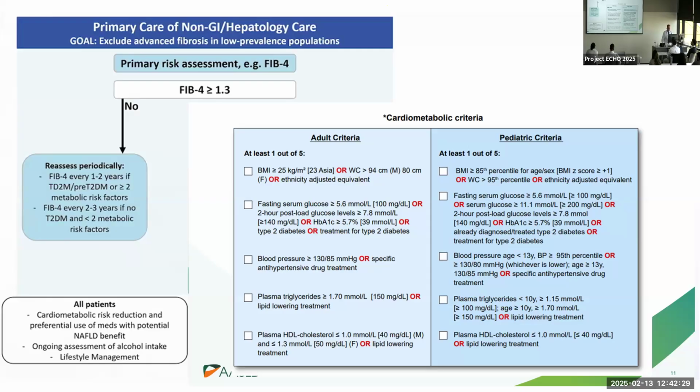If it is not higher, then we exclude advanced fibrosis, meaning that we can follow this patient in primary care settings. At that point, we should look for the cardiometabolic criteria. If the patient is diabetic or pre-diabetic, or has more than one of these adult cardiometabolic criteria, then we can have a 1 or 2 year period of reassessing with FIB-4. And if there is no diabetes and no risk factors, then we can do the FIB-4 in 2 to 3 years. So that was the first part, the easy part.